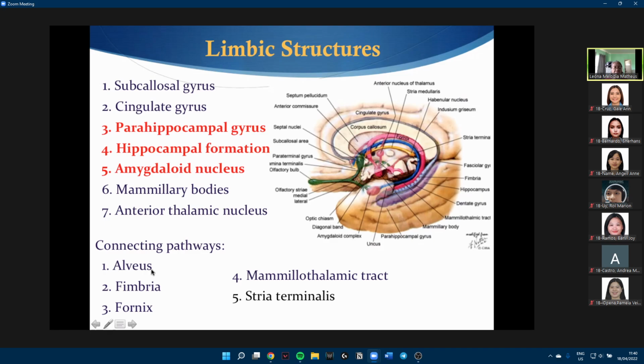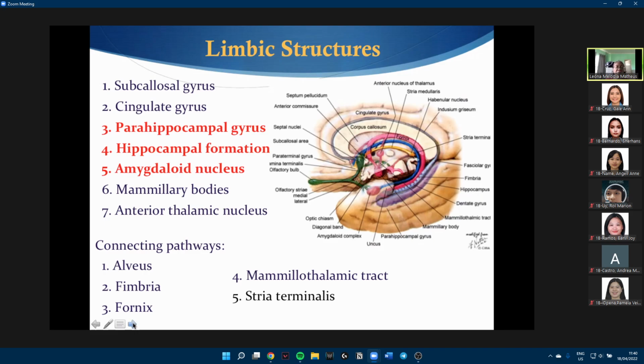Now, we also make mention of the connecting pathways of the limbic system. We have the alveus, the fimbria, the fornix, the mammillothalamic tract, and the stria terminalis. Okay, let's look at these structures. Now, firstly, let me just say, I'm not going to discuss anymore this first two because this will be discussed in the cerebrum. These last two will be discussed in your diencephalon. So only these parts in red will be discussed today.